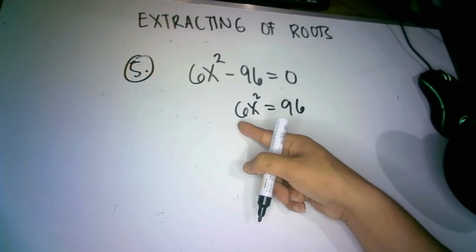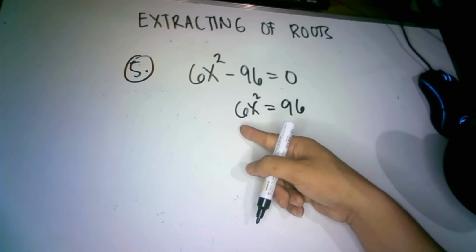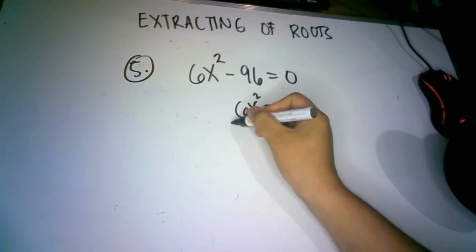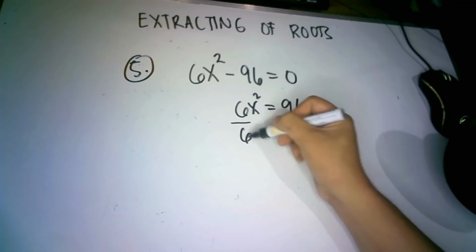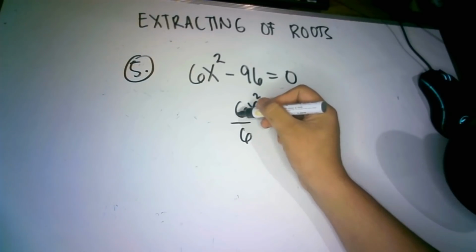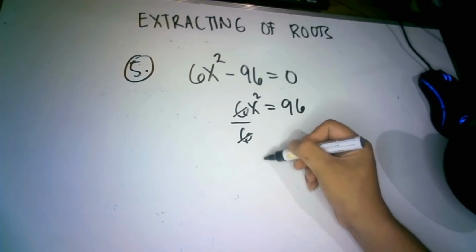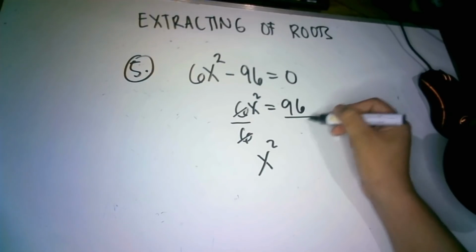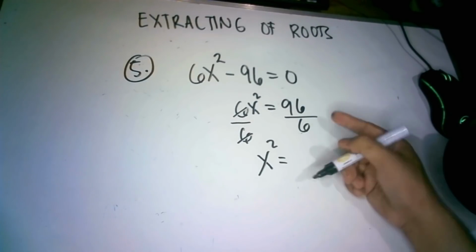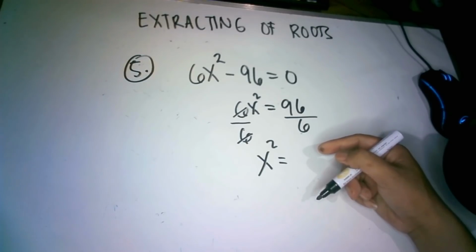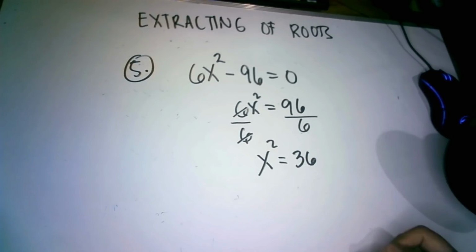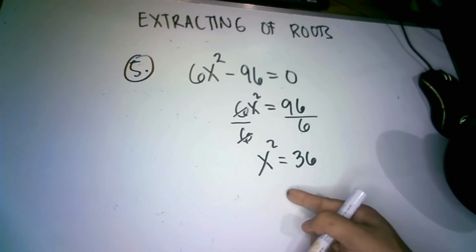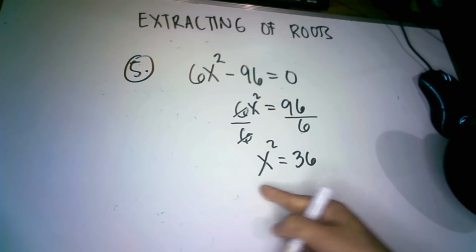How do we make the 6 equal to 1? The technique we use is to divide by 6. Right? 6 divided by 6 is equal to 1. If that is the case, when you divide 6 by itself, it becomes 1x squared, or just x squared. On the other side, when you divide 96 by 6, the result is 16. So you will notice that it is the same as our sample in number 1. It has become that situation.